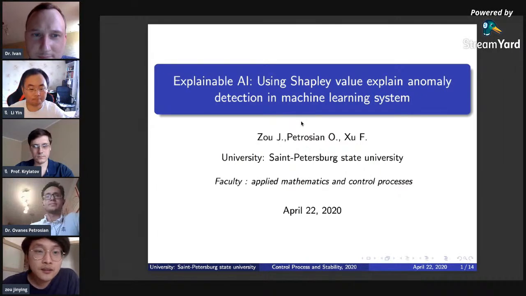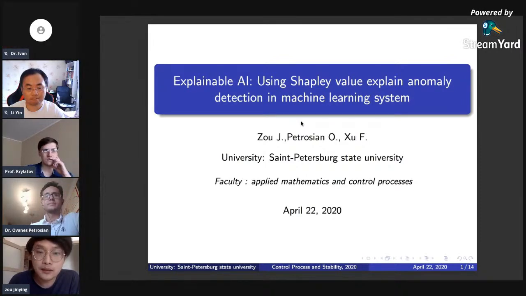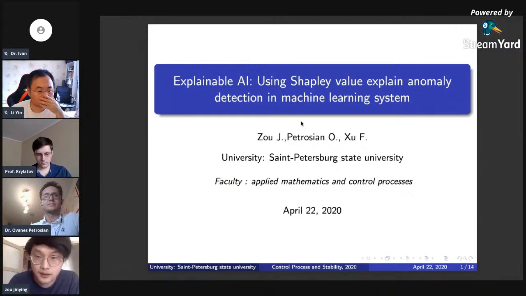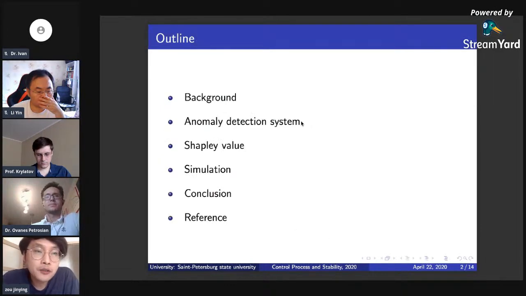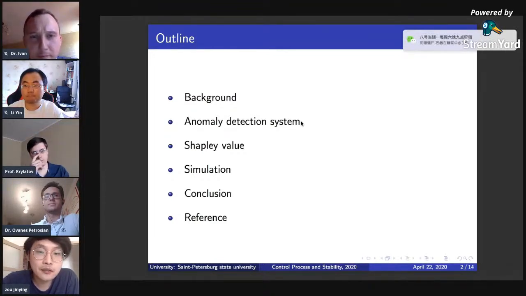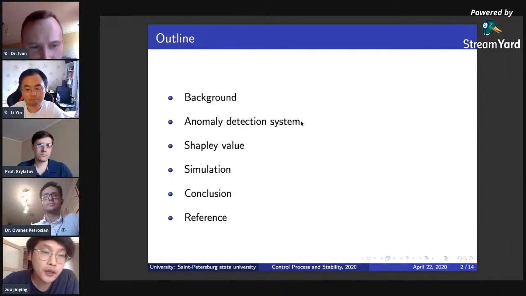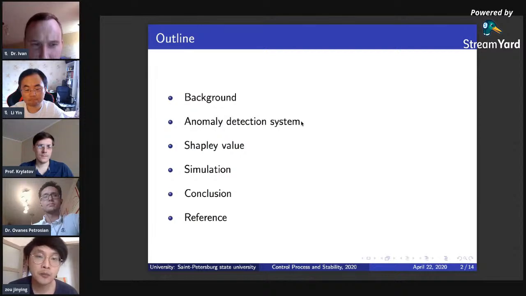Dear members of the committee and audience, today my topic is named Explainable AI, using Shapley value to explain anomaly detection in machine learning systems. My supervisor is Petrosian Vanes Lianovich. I'm from Saint Petersburg State University. I want to introduce my topic according to this outline. First is background. In this part, I want to introduce what explainable AI is, who needs it, and how I applied it. Second is the anomaly detection system. In this part, I want to introduce which project I now use to apply Shapley value. In the Shapley value part, I will introduce what Shapley value is and how I applied it in the anomaly detection system. And then I will introduce the simulation and my conclusion.